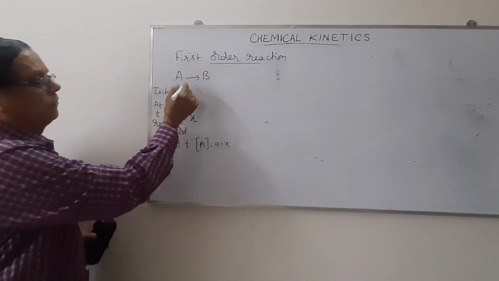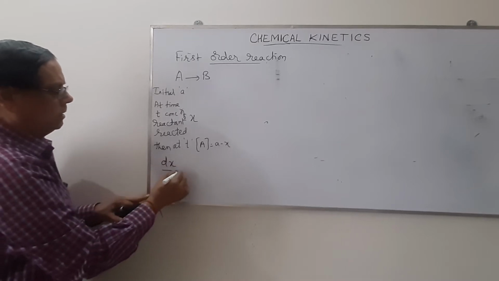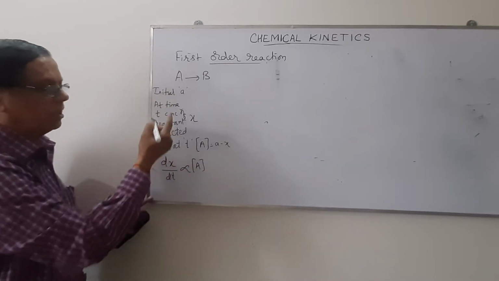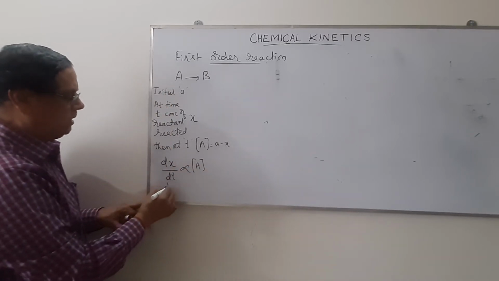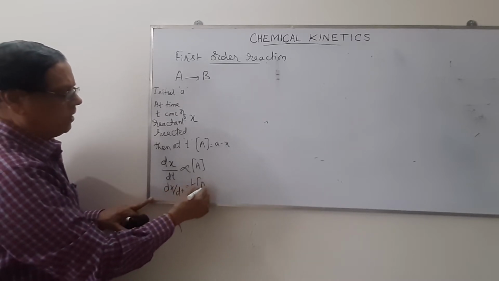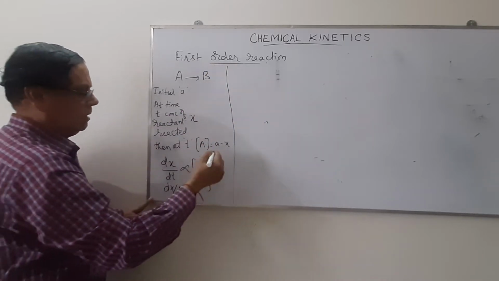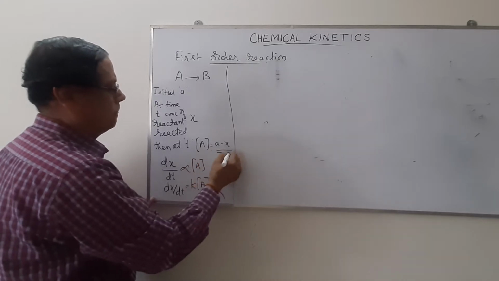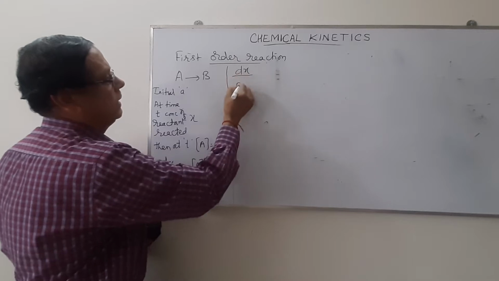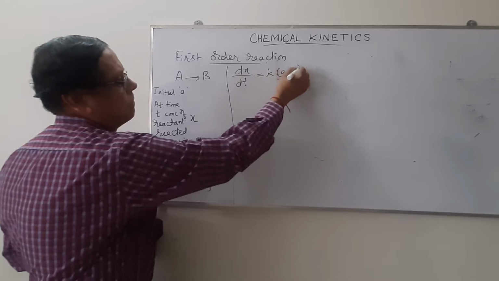Now we know for a first order reaction dx by dt is proportional to concentration of A to the power 1, since it is a first order reaction. Or we can write this as dx by dt is equal to k into concentration of A, where k is the velocity constant. Now let us substitute the value of A is equal to A minus X in this equation. We have got dx by dt is equal to k into A minus X.